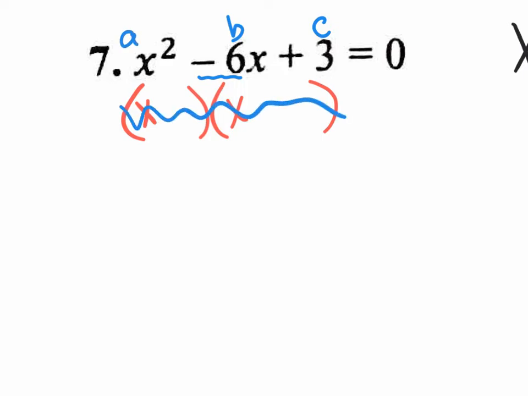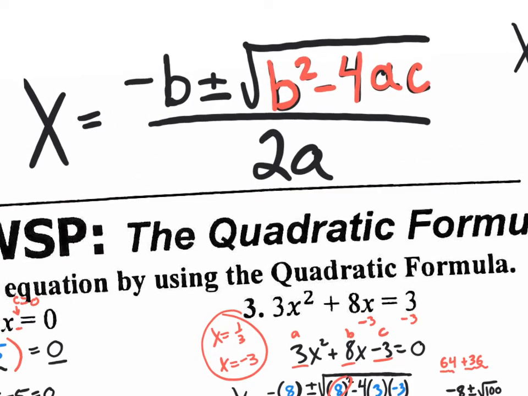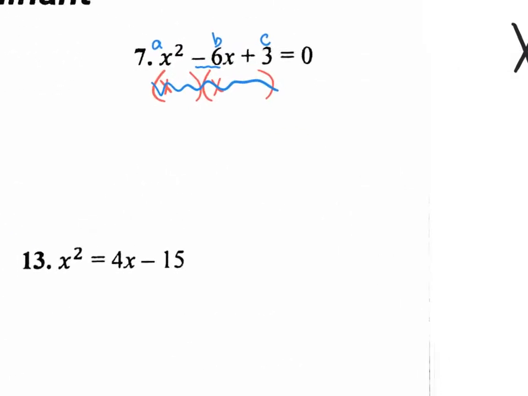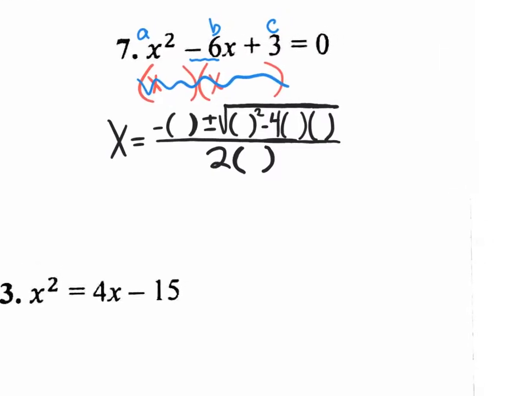It's not that bad. So let's do the quadratic formula again. Quadratic formula is negative b plus or minus the square root of b squared minus 4ac divided by 2a. And we're going to use parentheses to plug in those a, b, and c values. So the b value is negative 6. A value is 1. C value is 3. Let's begin to work on our discriminant first.